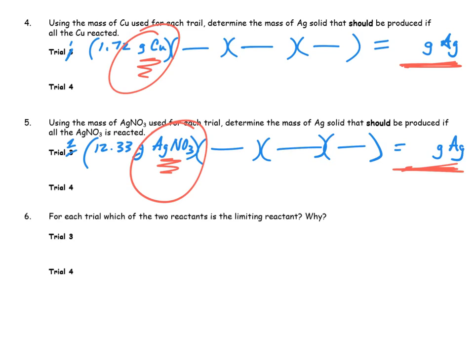And you would say, why? Well, whatever one makes the least amount of product. You could also say it's the one that ran out. In one of those reactions, trial 3 and 4, one of the reactants ran out. You could see it. Now, once you have these answers, the one that's the smallest one is going to be your theoretical yield.